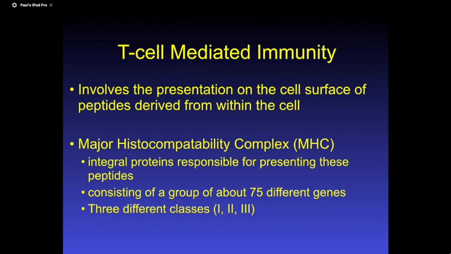Okay? There are about 75 different genes in 3 classes, 1, 2, and 3. We'll talk about 2 of these particularly. And what has to happen here is the donor has to have pretty much the same MHCs as you do. Okay? Because this is how you distinguish between yourself and other things. Okay?